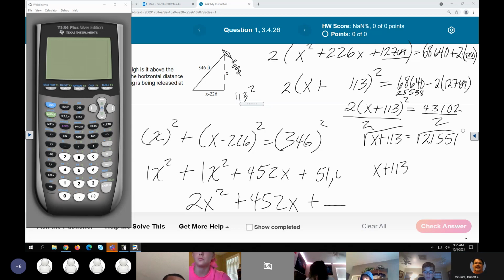Sorry, it wiped everything I did. 21,551. Okay. 21,551, raise it to the 0.5 power, take the square root of it. Good grief, this stupid calculator.